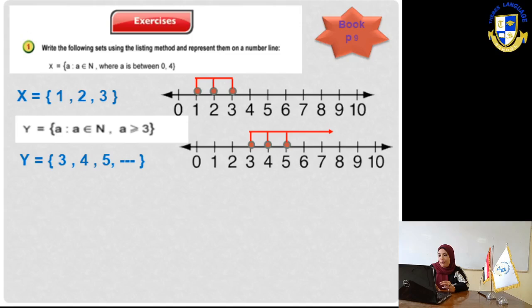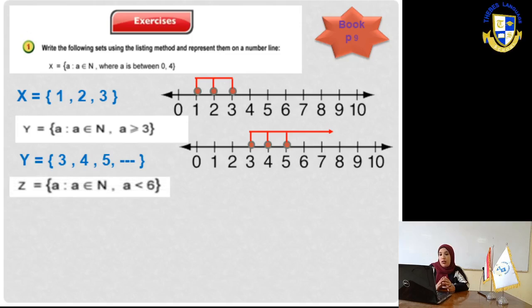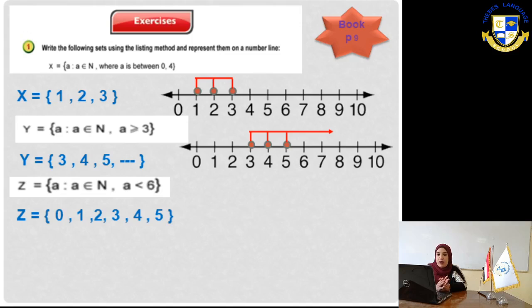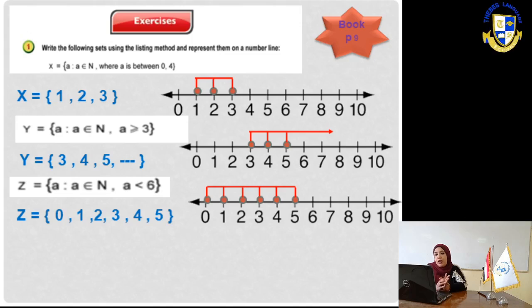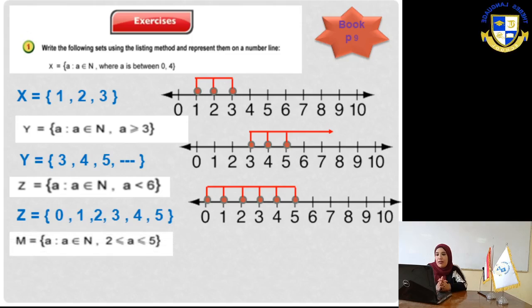Okay. Next one. Z is the set of A, where A belongs to N, and A is a number smaller than 6. What are the natural numbers smaller than 6? It will be the set of 0, 1, 2, 3, 4, and 5. Okay, here you have smaller than only, so you will not write 6. Represent each element on the number line, from 0 to 5.